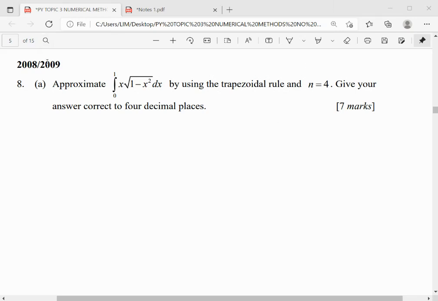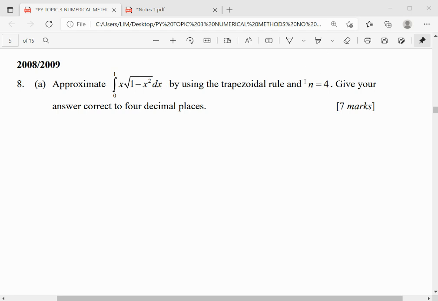Okay, so for question 8a, what they ask us to find is: approximate by using the trapezoidal rule with n equals 4, and give your answer correct to 4 decimal places. So we have to find this integration using the trapezoidal rule first.